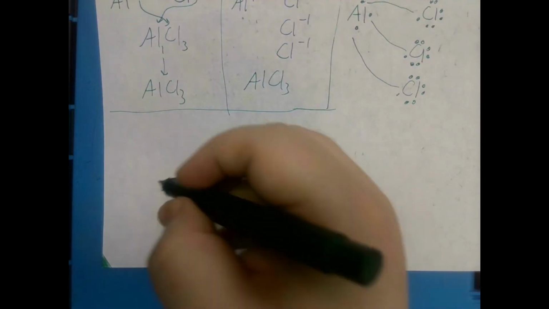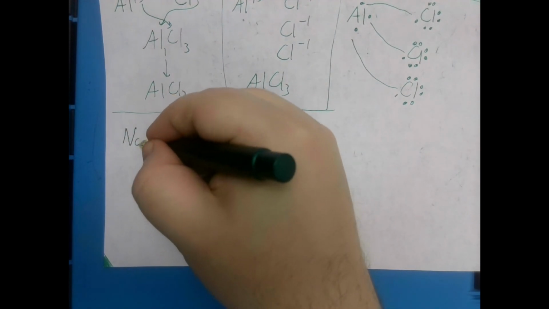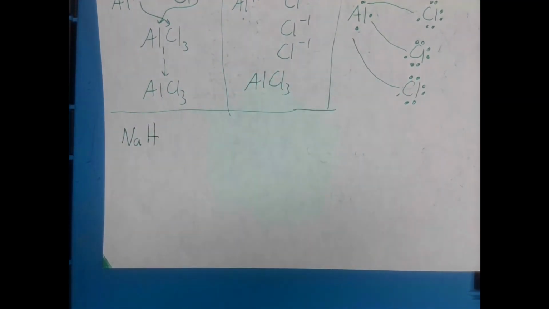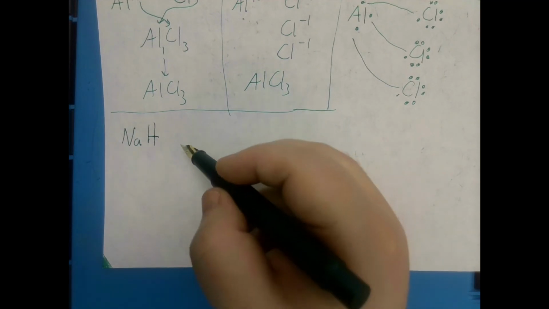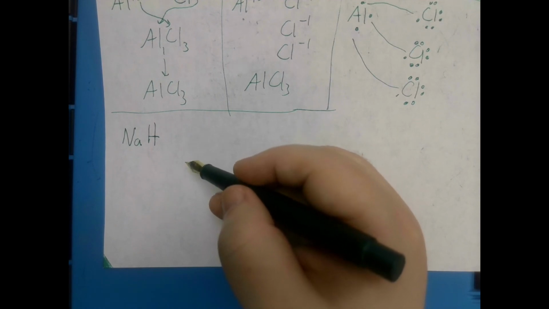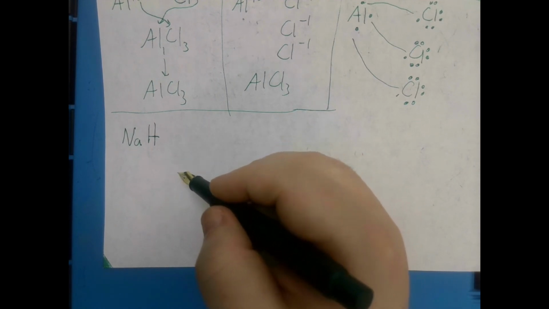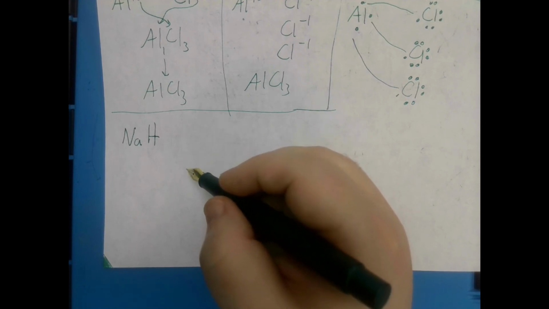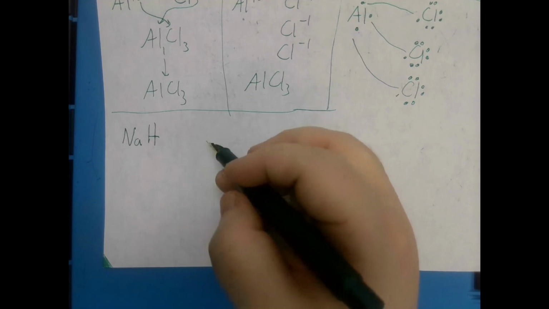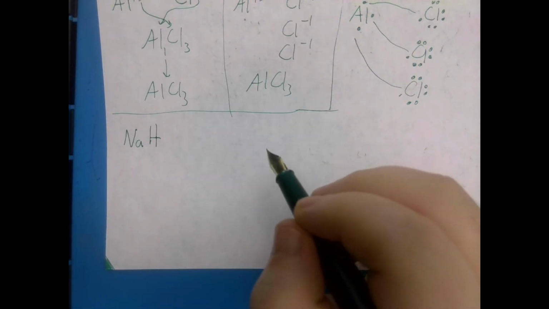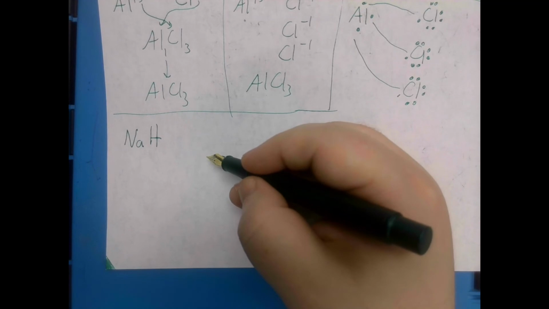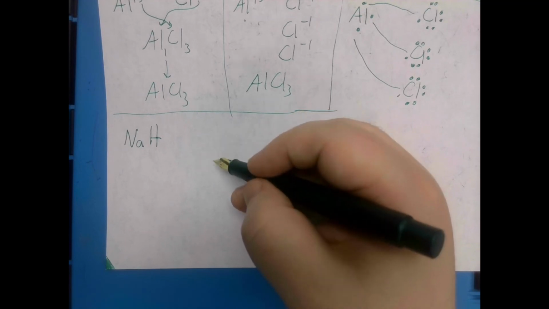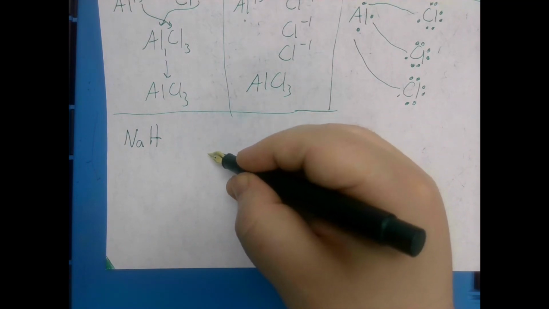Let's do a weird one. NaH. What ions does it have? It says plus one, plus, wait, no. Yeah, plus one, plus one. So what two ions does it have? What's an ion? I have no idea.